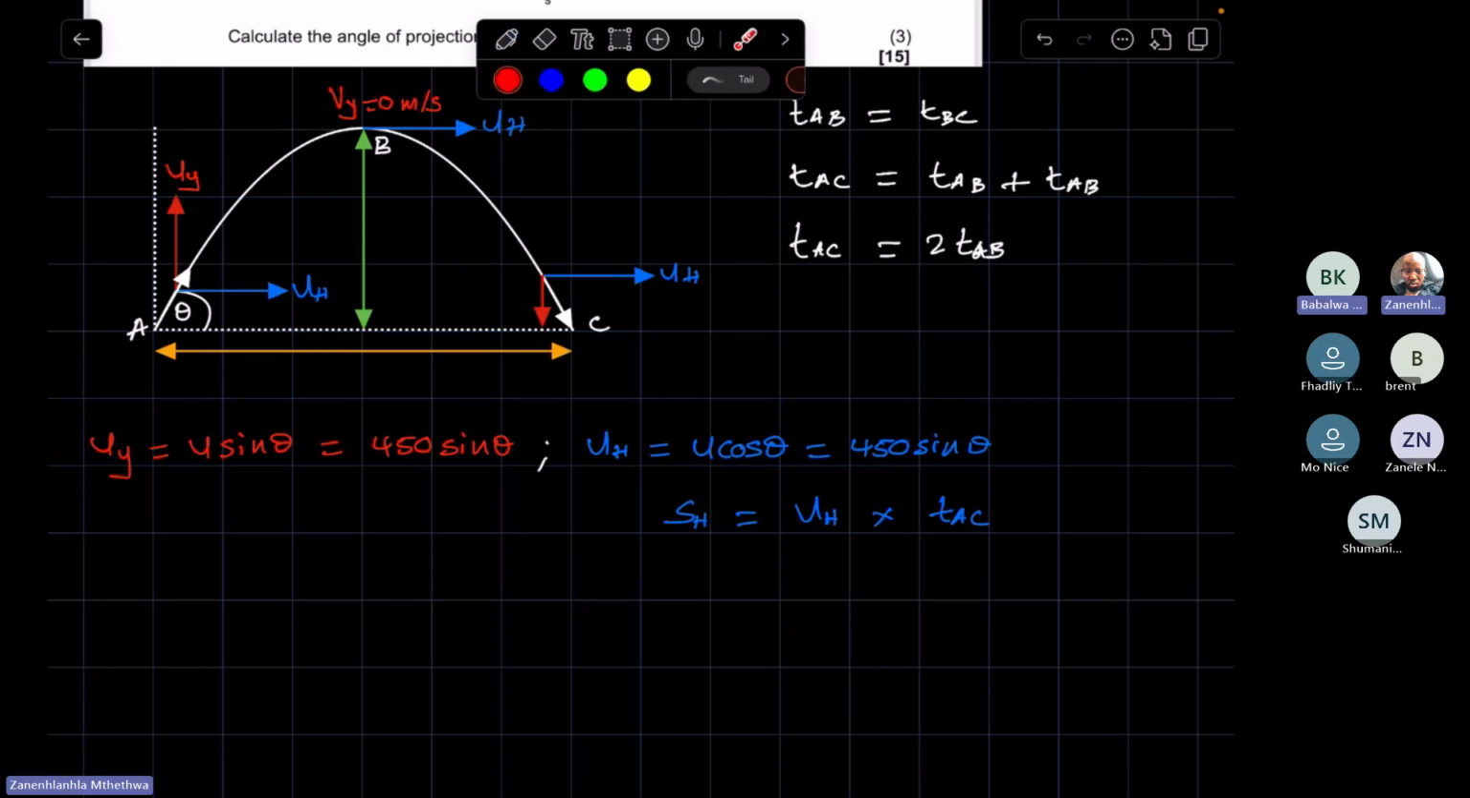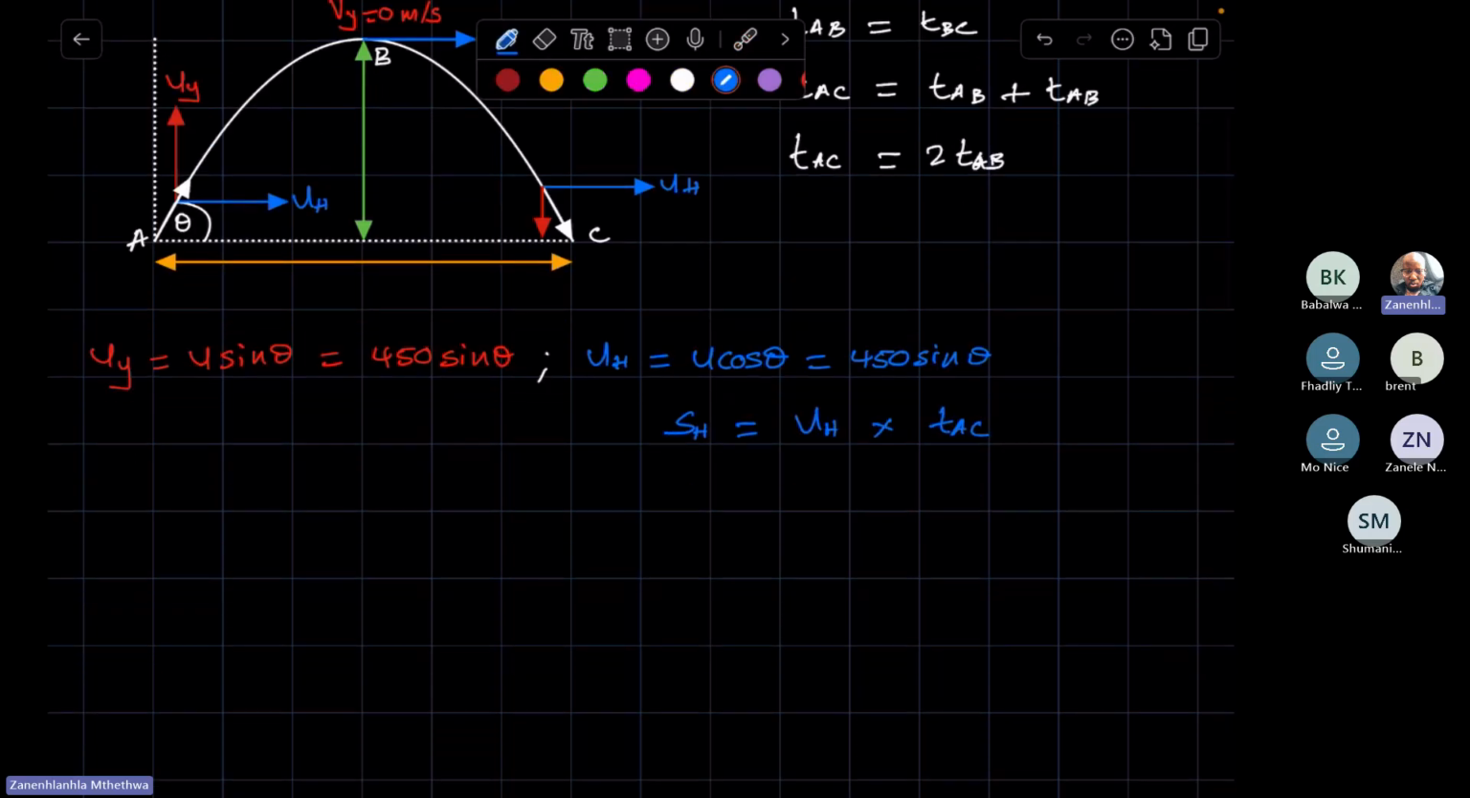As far as the motion along the horizontal plane, this is the only formula that we can use there. All the other formulas do not apply. We have this one, V is equal to U plus AT. This we cannot use because there's no acceleration along the horizontal plane.